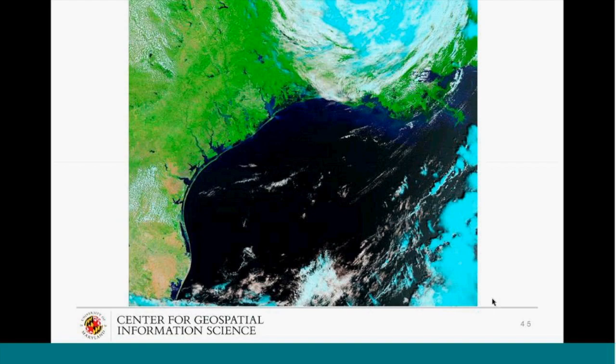And it makes sense because that's where you would expect it, right? Where we have a raging river on land carrying a ton of sediment into the Gulf, and then changing that coloration.